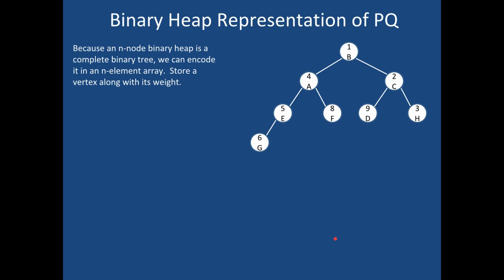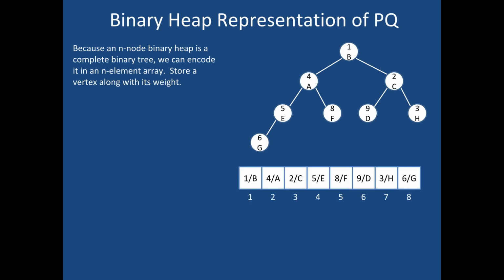All right, so here's the deal. We can easily pack a binary heap into an array with zero wasted space. If you just traverse the tree by level from top to bottom, you see we get the 1B, the 4A, the 2C, and so on. So we can pack it in. And I'm going to use one-based indexing just because it makes the math slightly simpler. The root will always be stored at index 1.